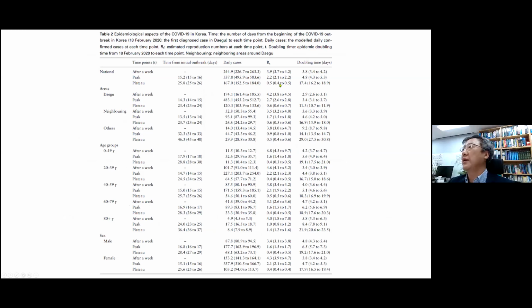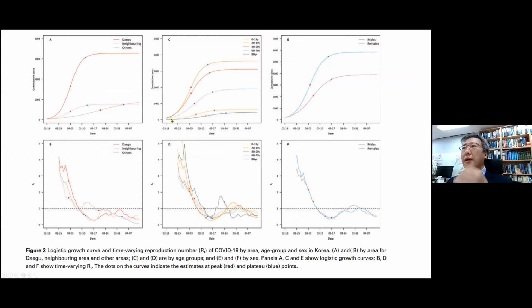And I just want to skip the reproduction number. It's as a whole close to 4, but at the peak is 2.2, but plateau is 0.5, less than 1, of course, and greater than 1 over there. And so we tried to compare that epicenter city, Daegu, and the neighboring provinces and other areas. So you can clearly see that curves are quite different. And the age group is by age group.